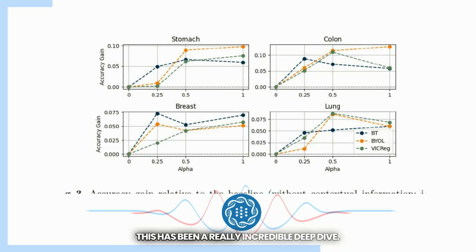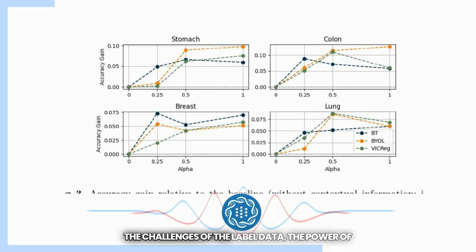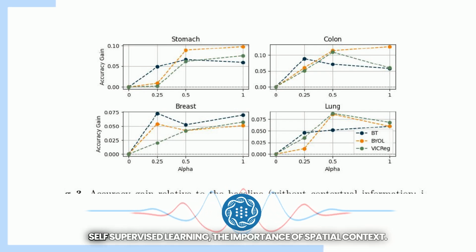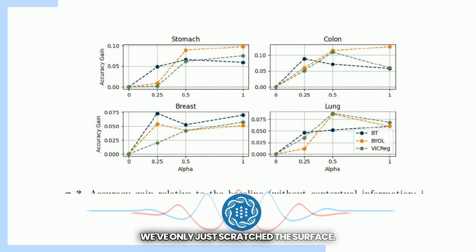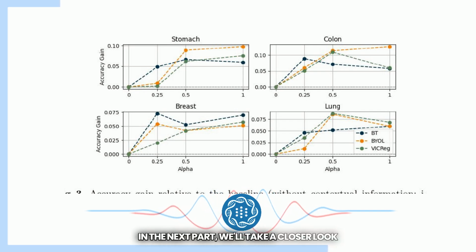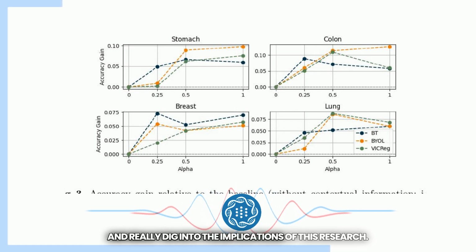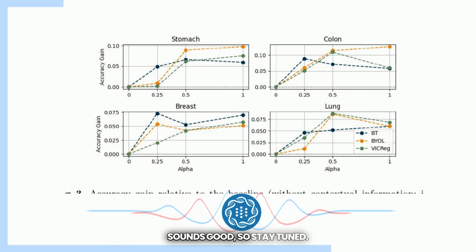This has been a really incredible deep dive so far. We've covered so much ground. The challenges of the labeled data. The power of self-supervised learning. The importance of spatial context. We've only just scratched the surface. There's so much more to explore. In the next part, we'll take a closer look at some of those specific results from their experiments, and really dig into the implications of this research. Sounds good. So stay tuned.